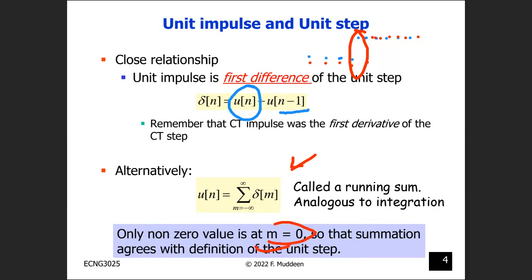So if I'm summing everywhere else, it will be naught plus naught plus naught plus naught plus naught plus 1 at m equal to 0, plus naught plus naught plus naught plus naught, so that the sum now will be 0, 0, 0, and then 1, 1, 1, 1, 1 all the way through.